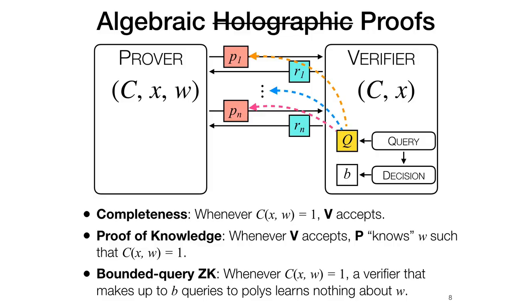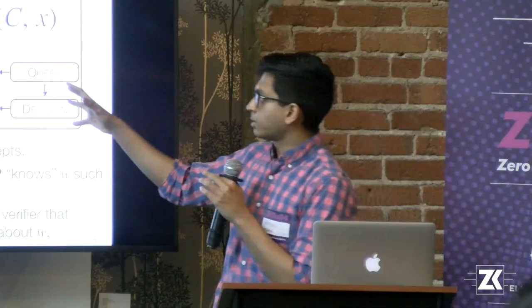And we have this query-bounded notion only because that's all we need for our compiler. You could consider more advanced notions, but we don't need them, so we don't discuss them. Okay, so that's nice. So we have now this algebraic proof.